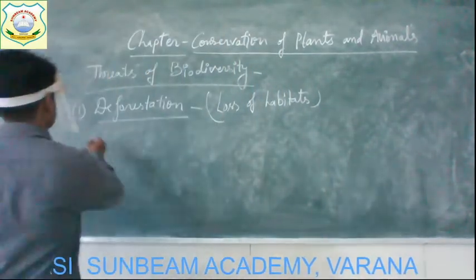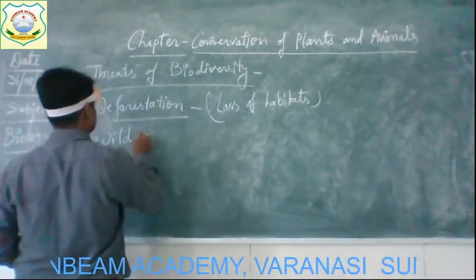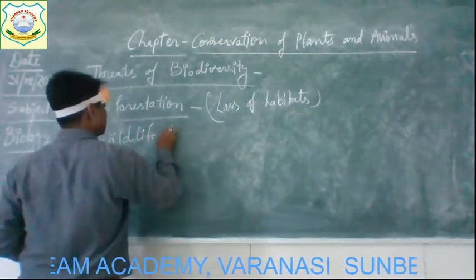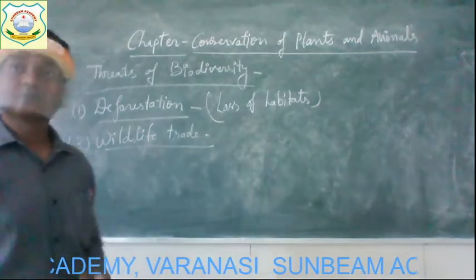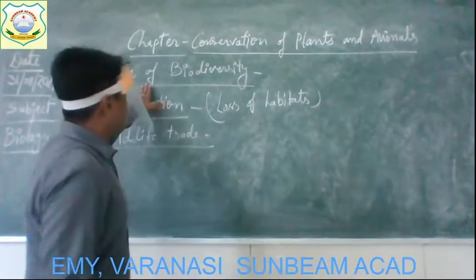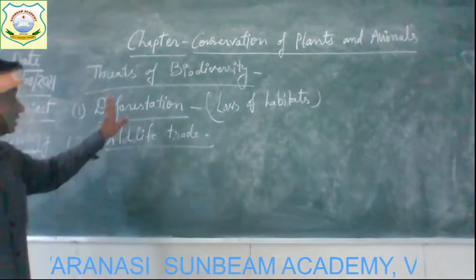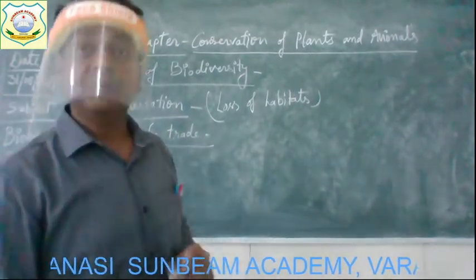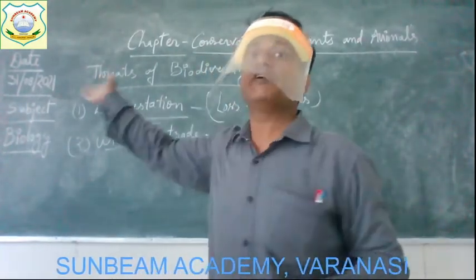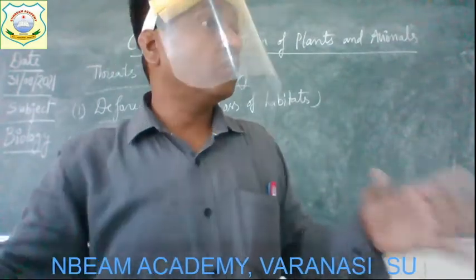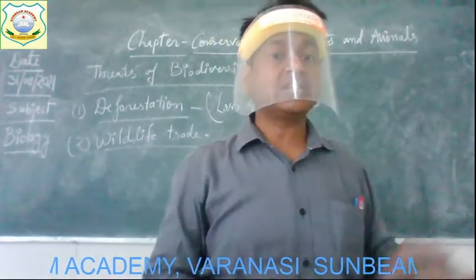Wildlife trade. We are discussing threats to biodiversity. So the first threat is deforestation. The second threat is wildlife trade. Because of this activity, biodiversity is also affected. And what is this wildlife trade? The term wildlife trade indicates what?